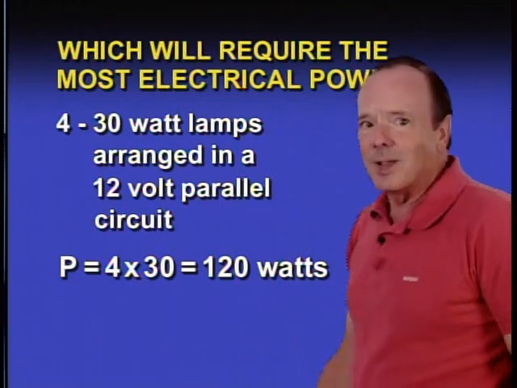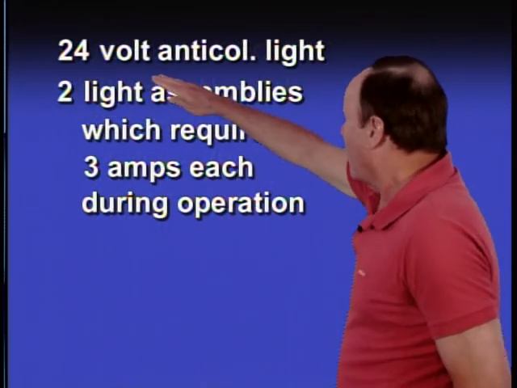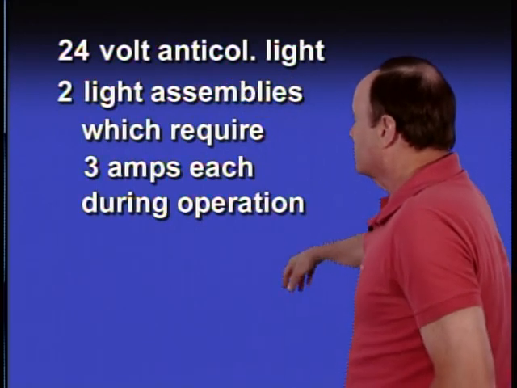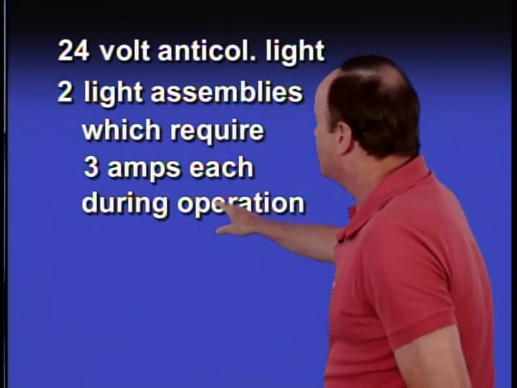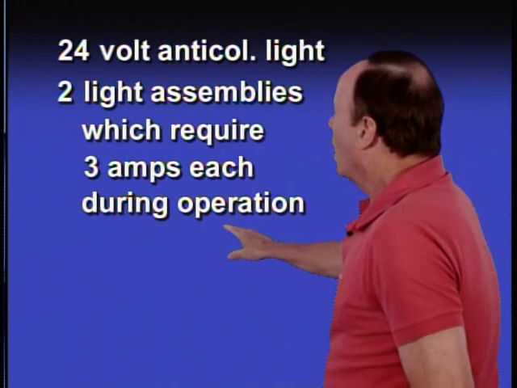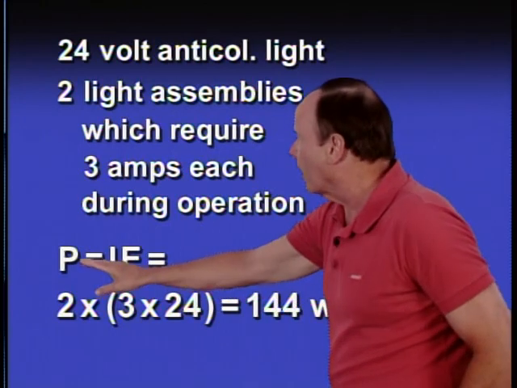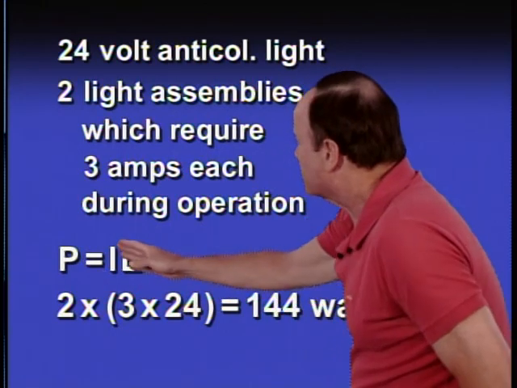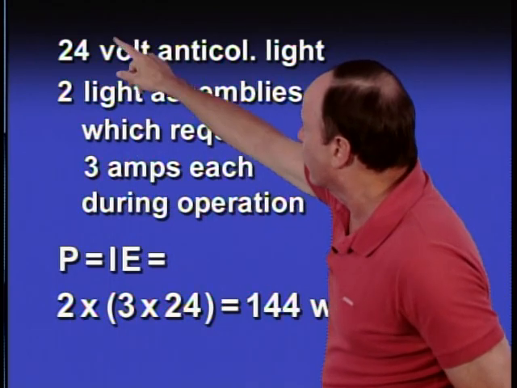Well, that's pretty easy. Let's do another one. Now you have a 24-volt anti-collision light circuit. It consists of 2 light assemblies which require 3 amps each during operation. Well, let's take a look at this. First of all, power, as you remember, is amps times volts. Well, we have 3 amps and 24 volts.